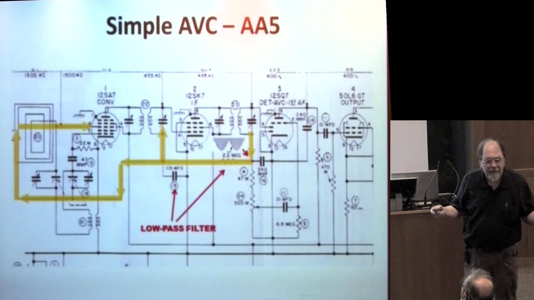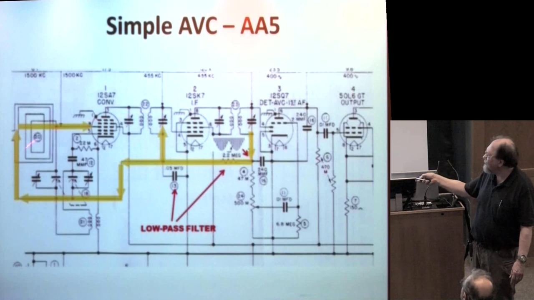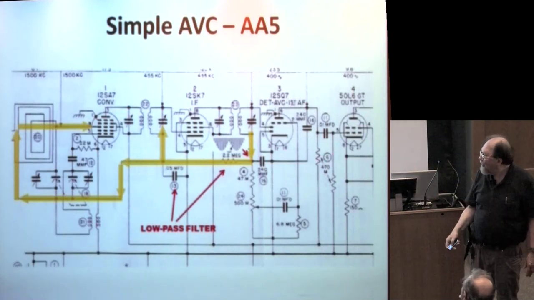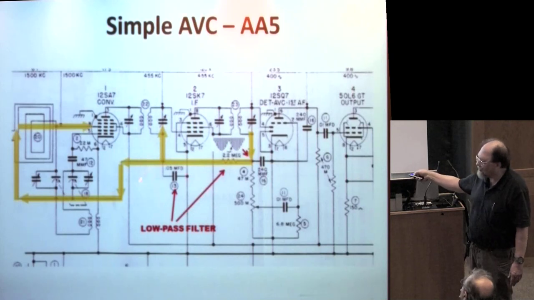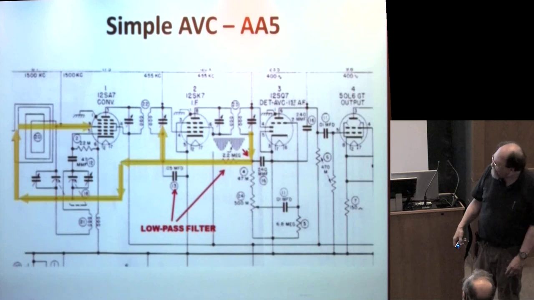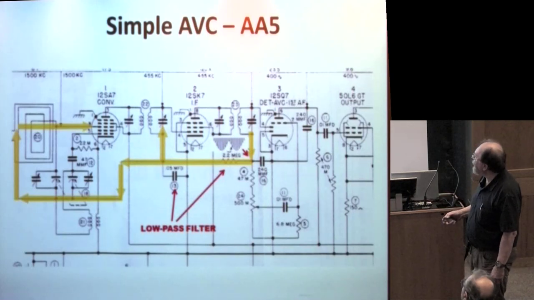And like I often say to people, all these radios have AVC, but you look at the schematic, and if it wasn't highlighted in yellow, it's invisible. It's there, but if it screws up, like if this cap gets leaky, then the radio's unhappy, and you wonder why. But that's what it looks like in a simple radio.